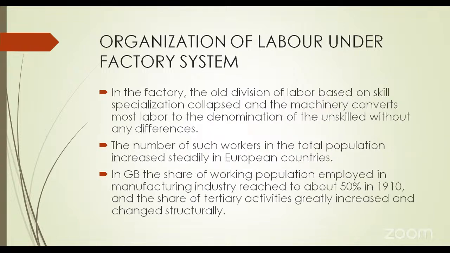The old division of labor based on skill collapsed and the machinery converted most labor to the denomination of unskilled without any difference. Now, once there was an industry, everybody was unskilled in a particular way. Number of such workers in total population increased steadily. Obviously, that is where the economists felt that the way to develop was agriculture, then industry, and then services. In Great Britain, the share of working population employed in manufacturing industry reached about 50% because the agriculture had collapsed.